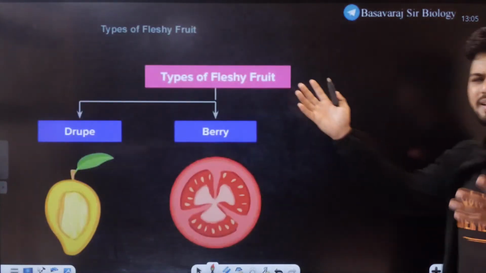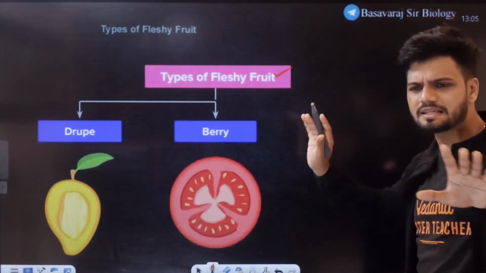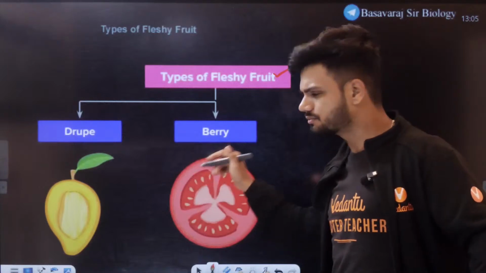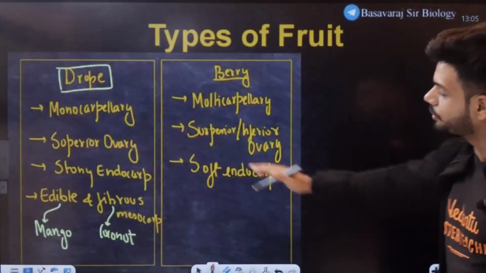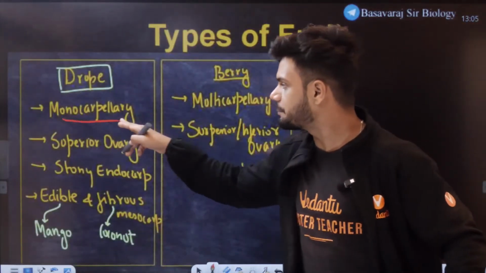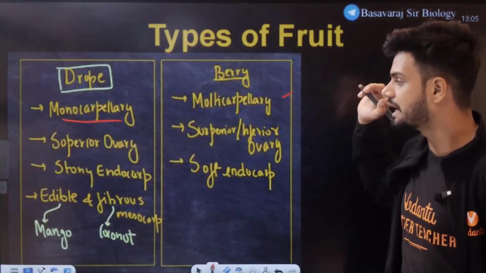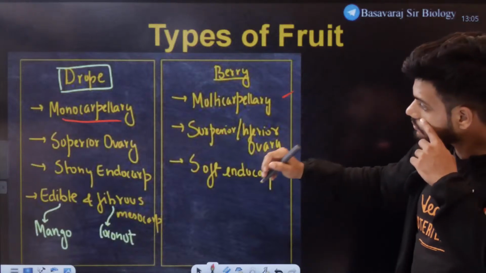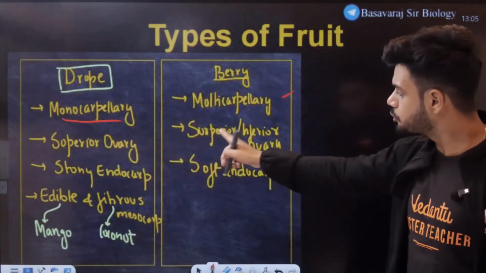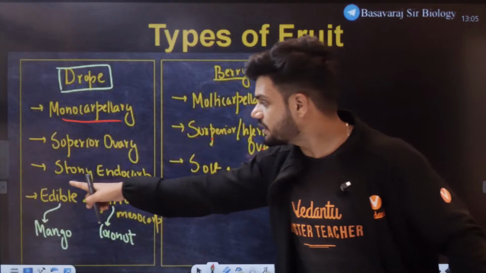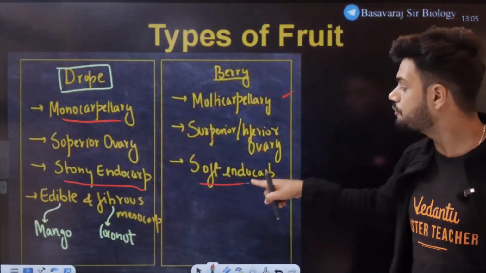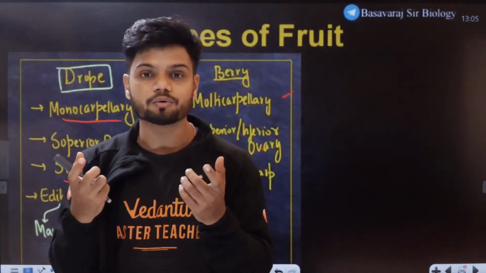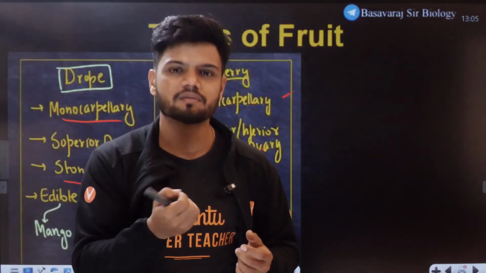Okay. In your NCERT we have only fleshy fruits. That is drupe and berry. Don't worry. Okay. What is drupe? Developing from monocarpellary, berry multicarpellary. Tomato example, tomato. Okay. Superior ovary, it can be superior or inferior. Stony endocarp, soft endocarp. You might have seen in your tomato. You can eat the endocarp very easily.